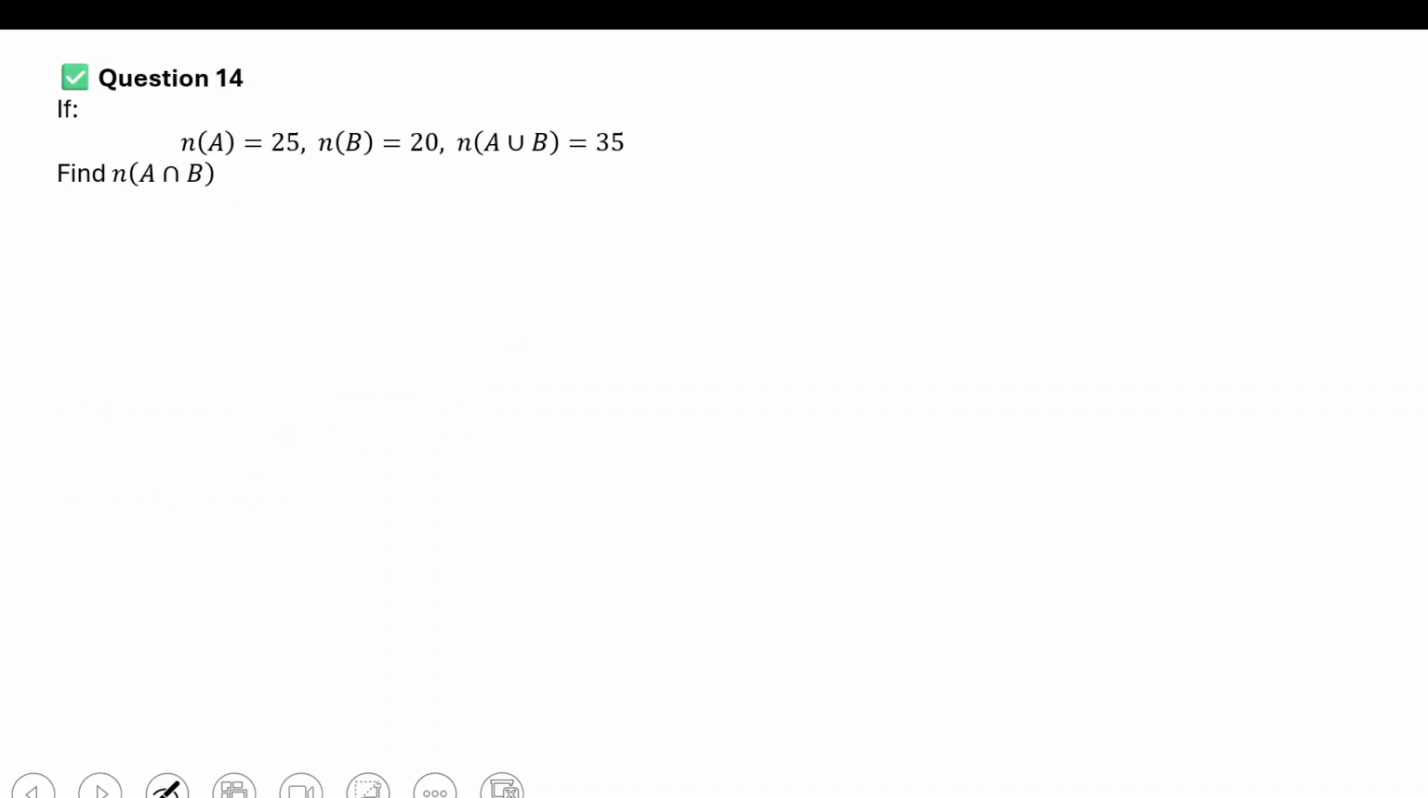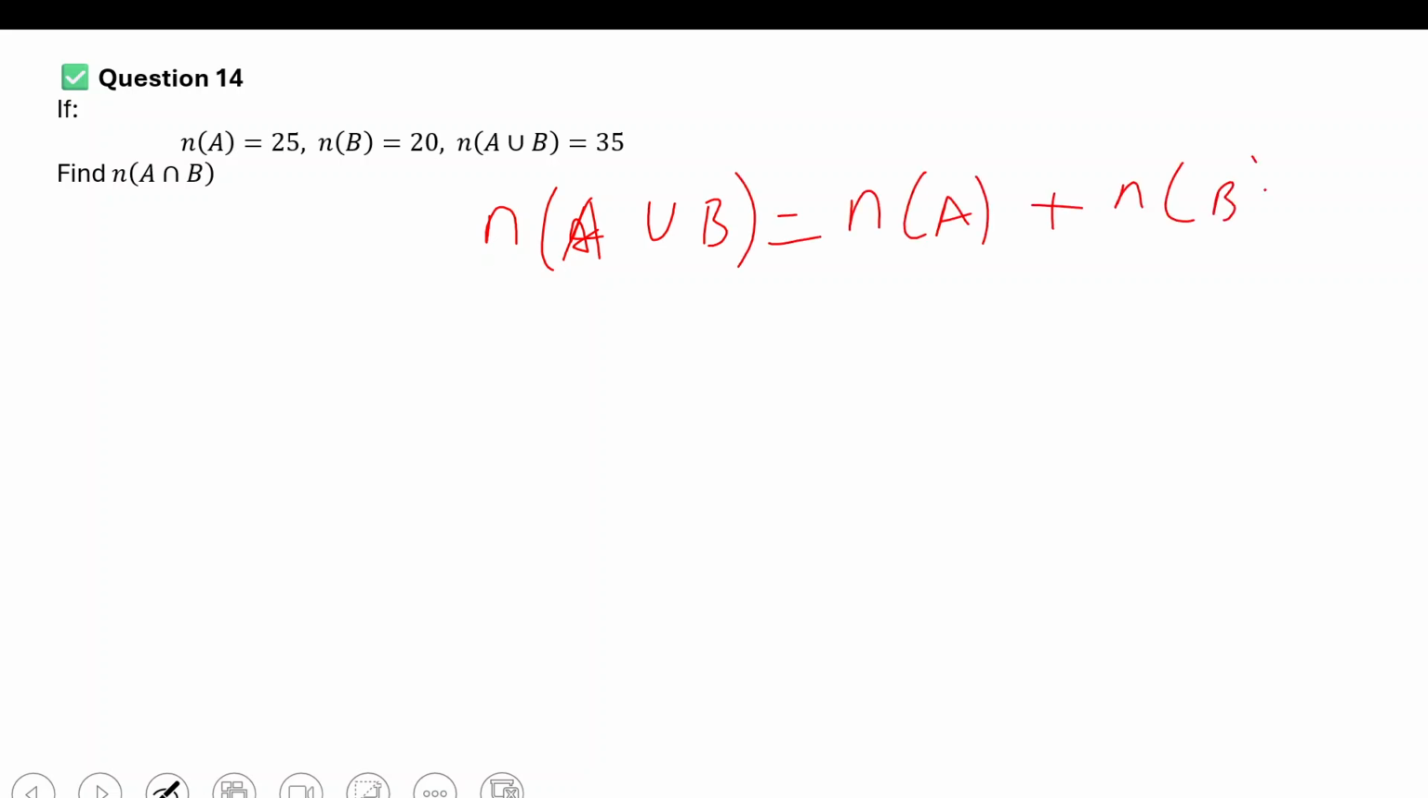Now for question 14, it says number of A is 25, number of B is 20, and A union B is 35. Find number of A intersect B. Now the formula: A union B is equal to number of A plus number of B minus number of A intersect B. So this is just the formula.